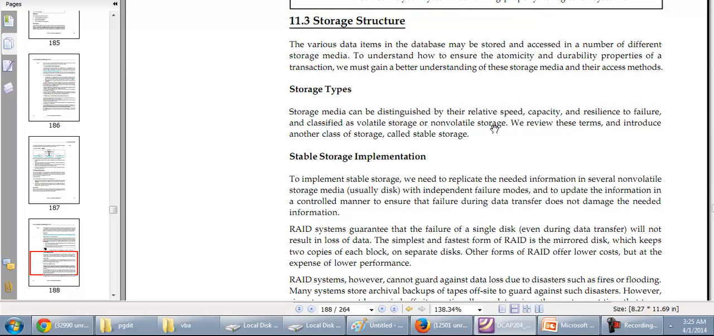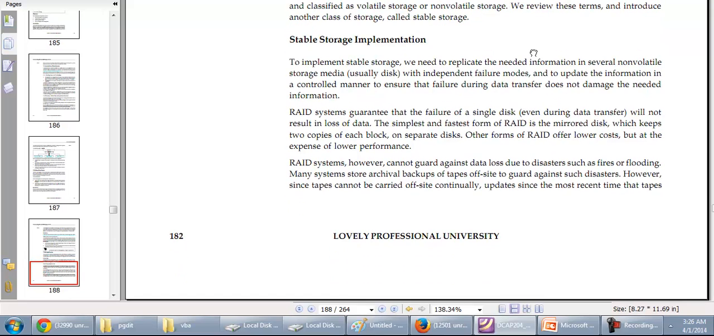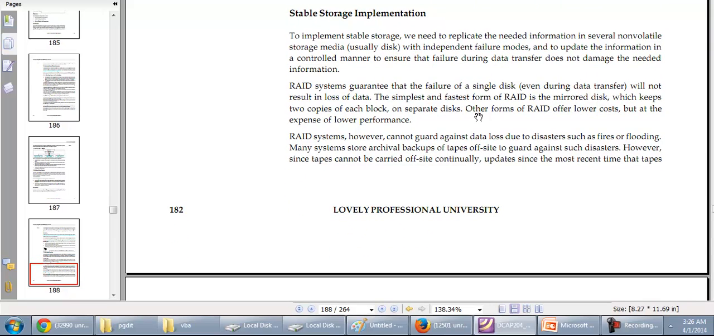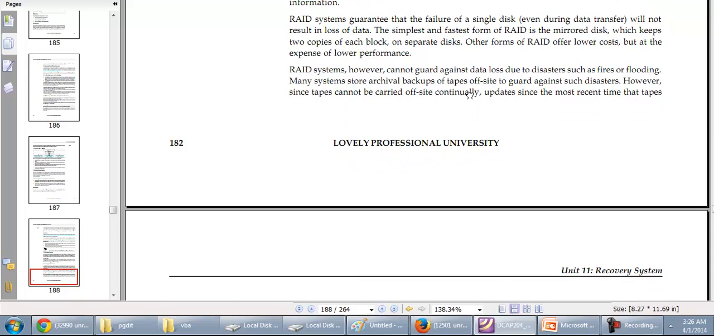Storage structure. Various data must be stored and accessed in a number of different storage media. To understand how to ensure durability, we must better understand storage media and access matters. Storage types can be distinguished by relative speed, capacity, and resistance to failure. Stable storage implementation: to implement stable storage, we need to replicate information in several non-volatile storage media, usually disks. RAID systems guarantee this, a good idea.